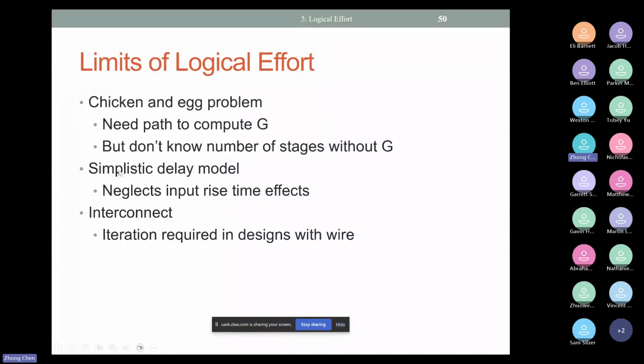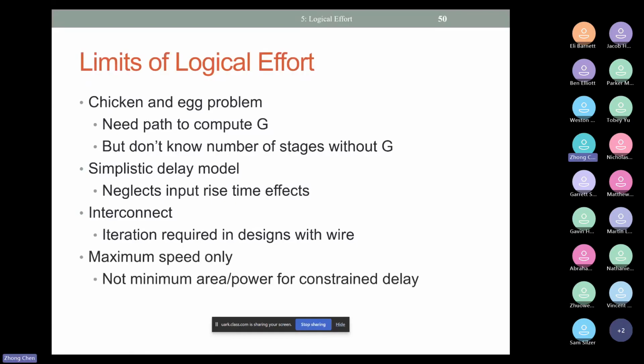It also uses the simplest delay models. It neglects the input rise time and some other stuff and interconnects as well. So that is a very rough, first order of magnitude type of estimation. And this only optimizes the maximum speed. It does not optimize the number of transistors we use, for example, which changes our layout area. That also impacts the cost of my chips.